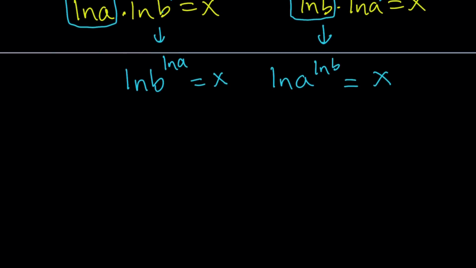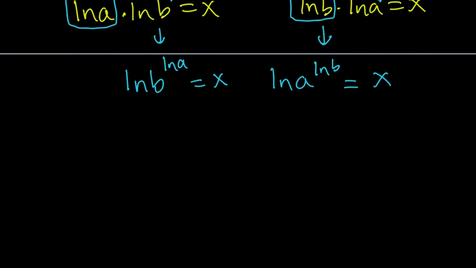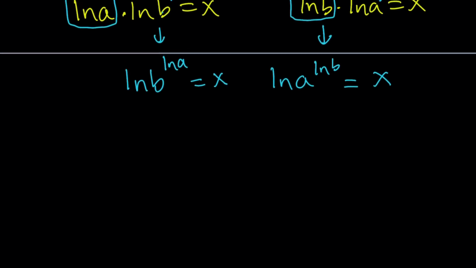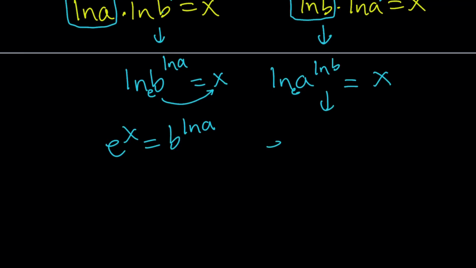Now what am I going to do next? I'm going to be using properties of logs, or should I say definition? Yeah, okay, let's call it that. We have the base e. So if you go ahead and use the definition, e to the x equals b to the power ln a. From here, same thing, base is e to the x equals a to the power ln b. We knew that they were equal, but this also verifies it, right?